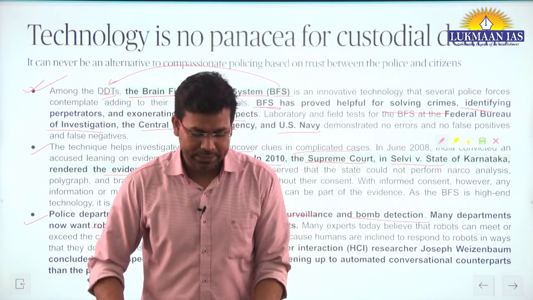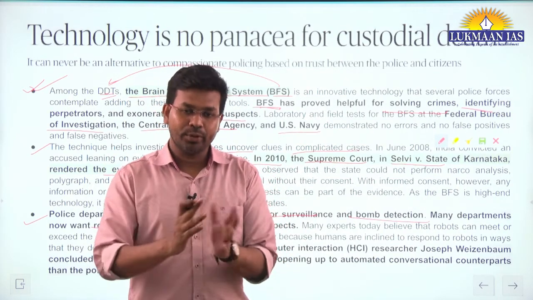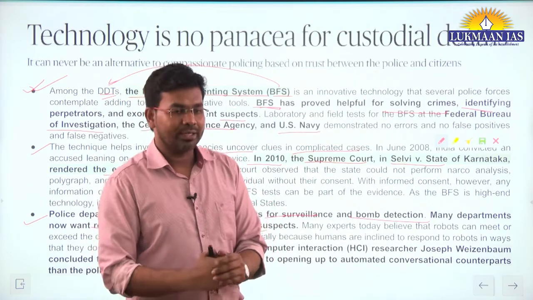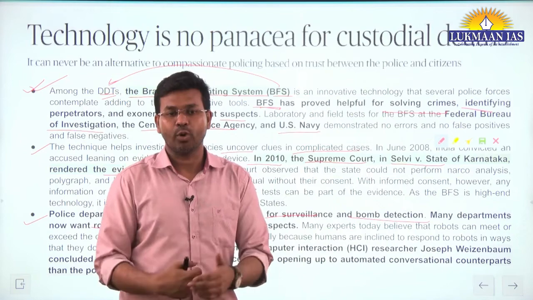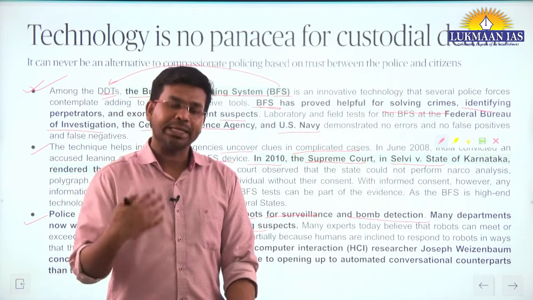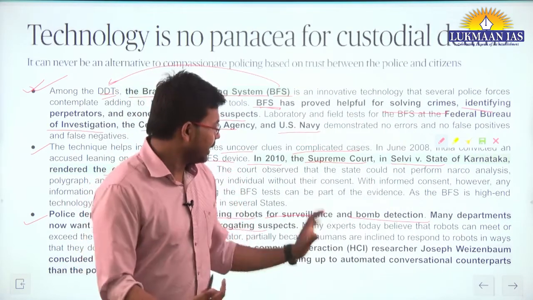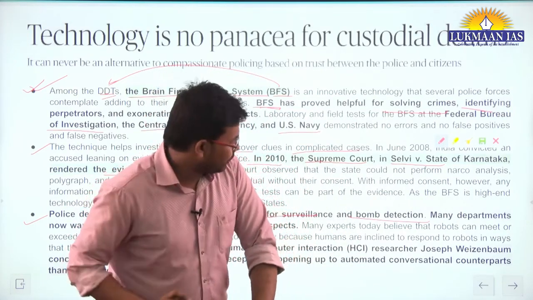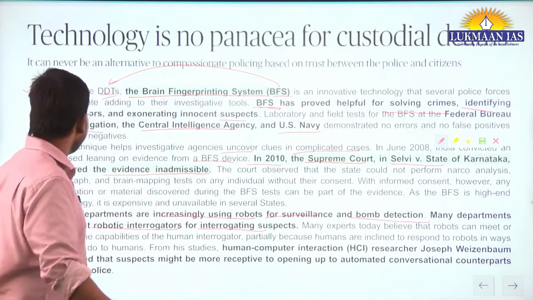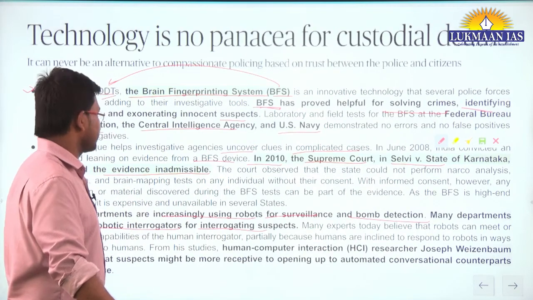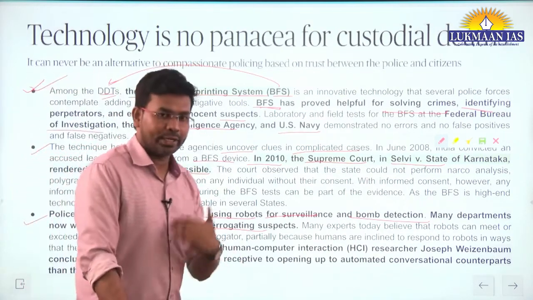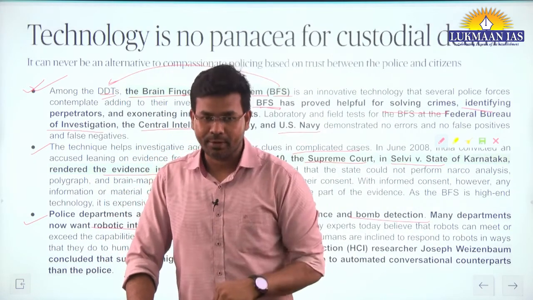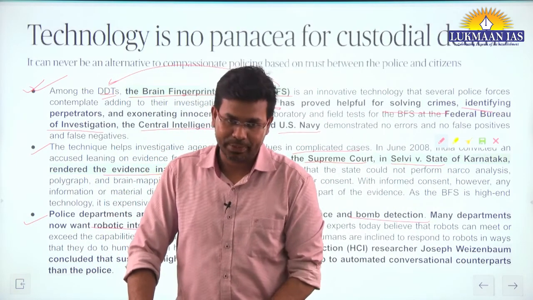Less human approach means that exchanges between the police personnel and the suspect tend to be sometimes hostile, and it may lead to the killing of the suspect. So here people are suggesting that we can use technologies like robotic interrogators for interrogating the suspects. Interrogation means questioning the suspect to get answers from them, so that we can extract the information from them.